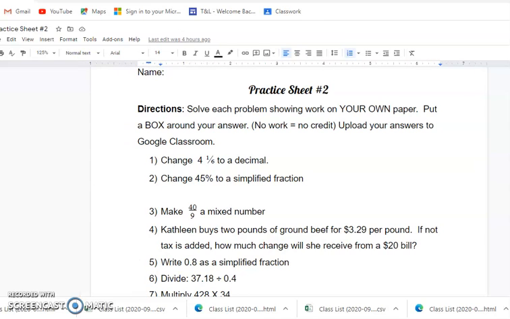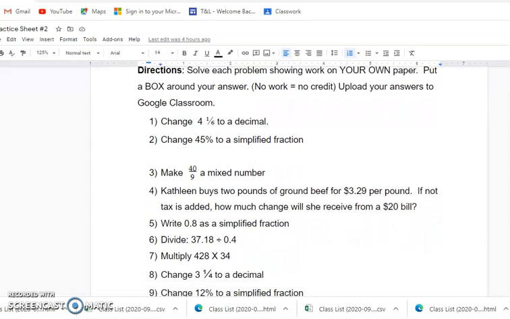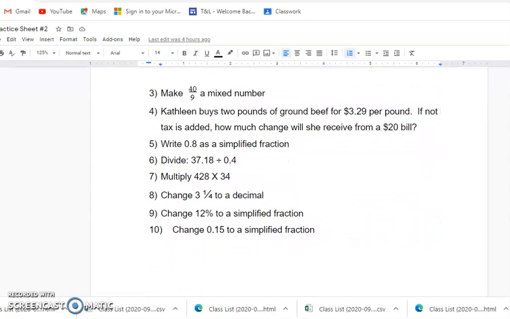So, if I can get my board to move here. Number 5 is really simple. Basically, all we need to know is our place value, okay? So, when I see this, the first place to the right is the tenths place. So, that gives us our answer, 8 tenths. Now, is that our final answer?